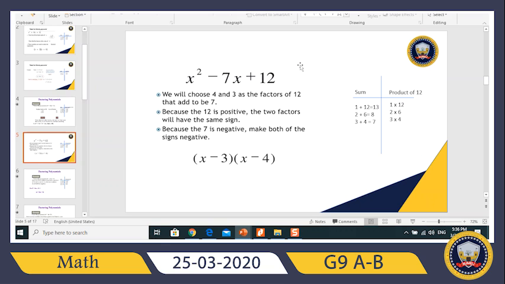Right. Then I will look at the middle term. It has a 7. It's written 7. So I will check which of these pairs, when I add them together, the answer is 7. 3 and 4. So I will write here x minus 3 and x minus 4. I hope you understand it well.